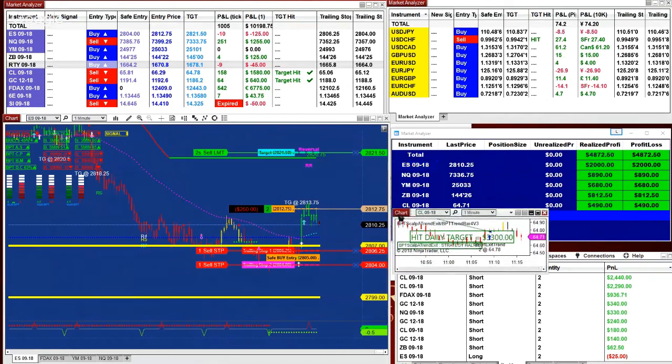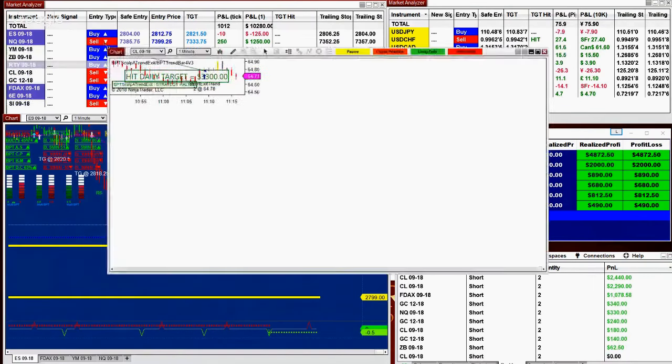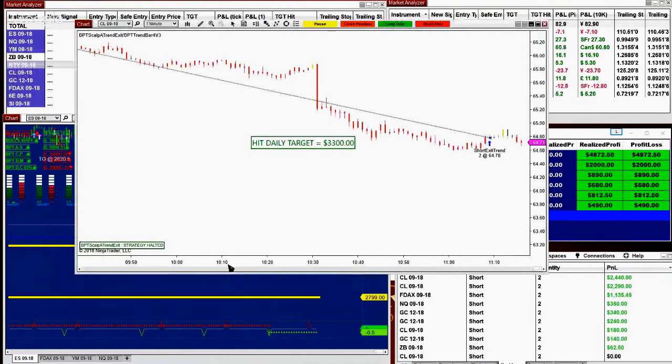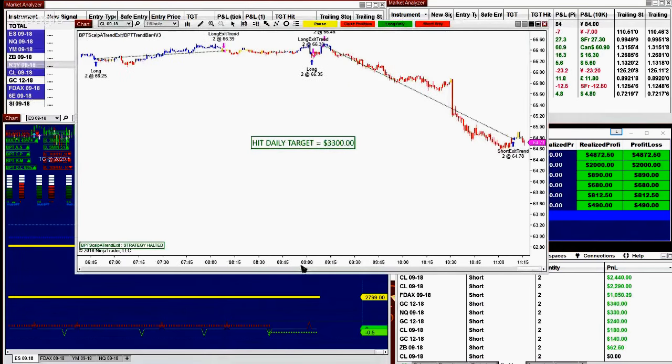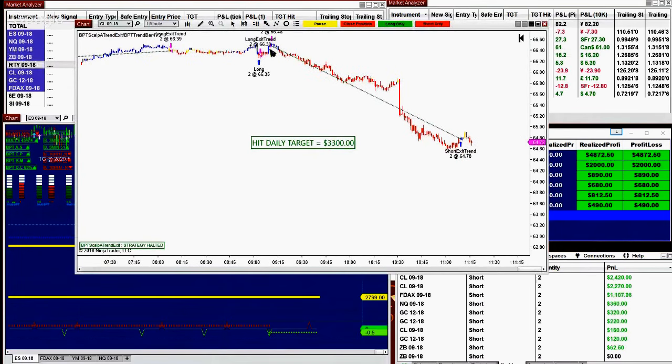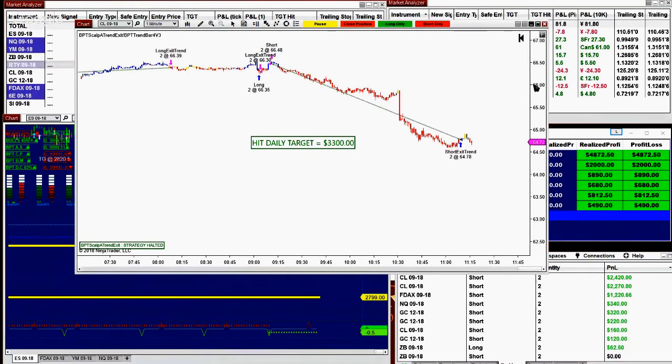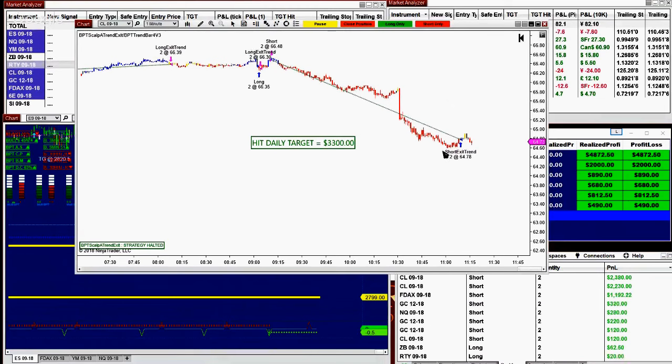Now we have the CL closed on the 1 minute. It made 3,300. Yes, it is good. Let me look at these numbers. Where did the CL take the last trade? 66.48. This is a market order closed at 64.78. I like what I'm looking at.